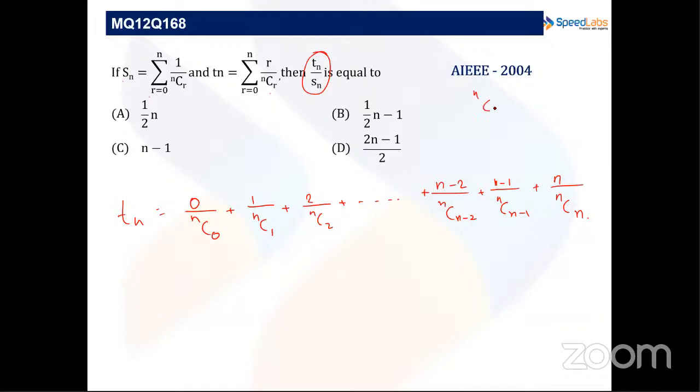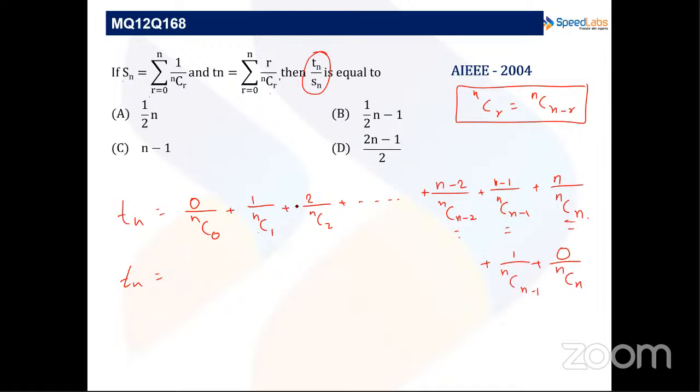We know that nCr is equal to nC(n-r). So we can reverse these terms and write it as: for nC0 we can write nCn, for nC1 we can write nC(n-1), for nC2 we can write nC(n-2), and similarly for nC(n-2) we can write nC2, for nC(n-1) we can write nC1, and for nCn we can write nC0, with the numerators n upon nC0 for the last term.